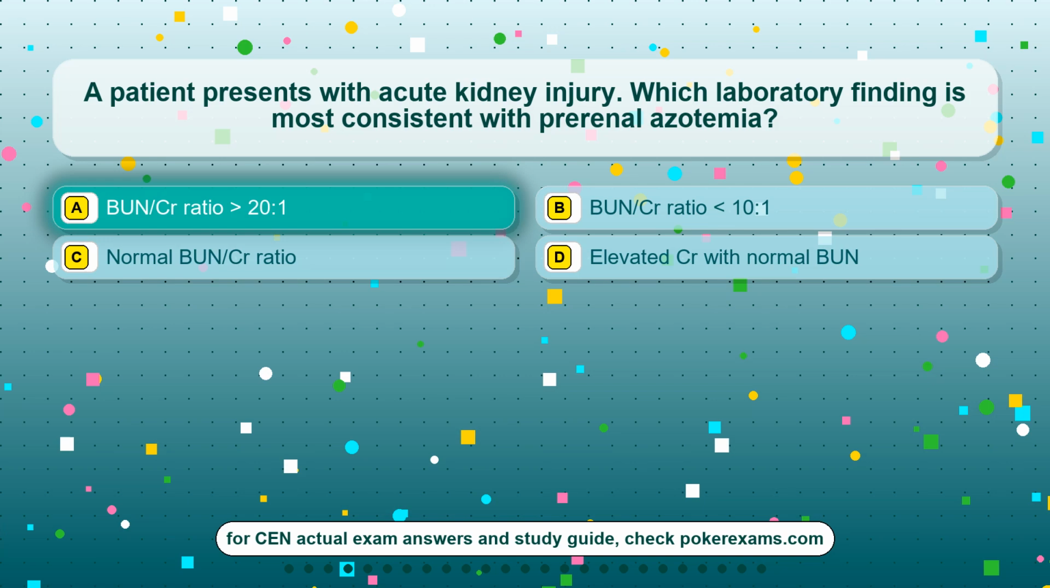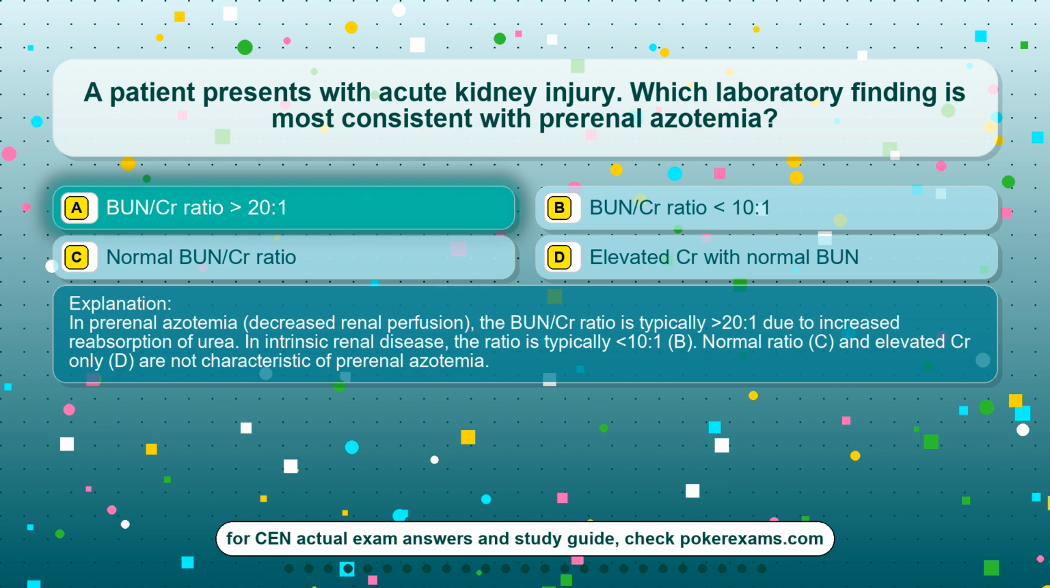The correct answer is option A, BUN/CR ratio 20:1. In prerenal azotemia, decreased renal perfusion, the BUN/CR ratio is typically 20:1 due to increased reabsorption of urea. In intrinsic renal disease, the ratio is typically 10:1. B, normal ratio, C, and elevated CR only, D, are not characteristic of prerenal azotemia.